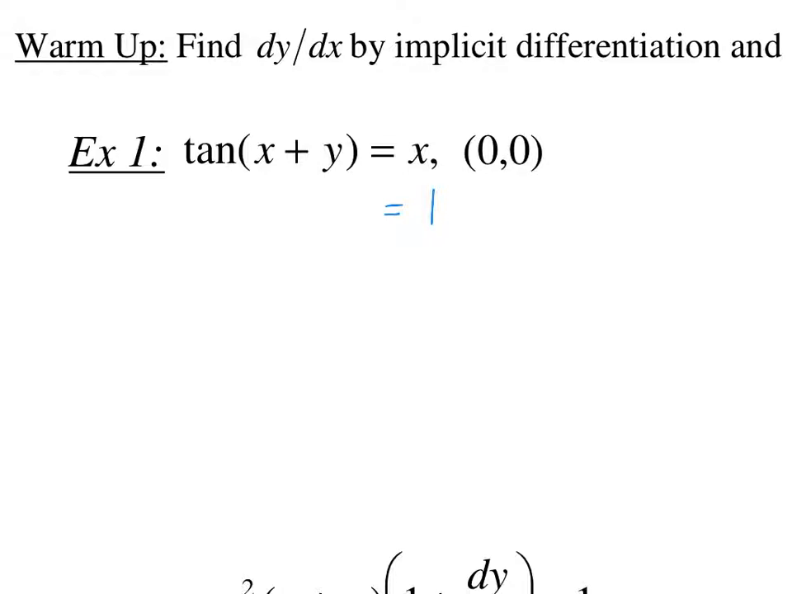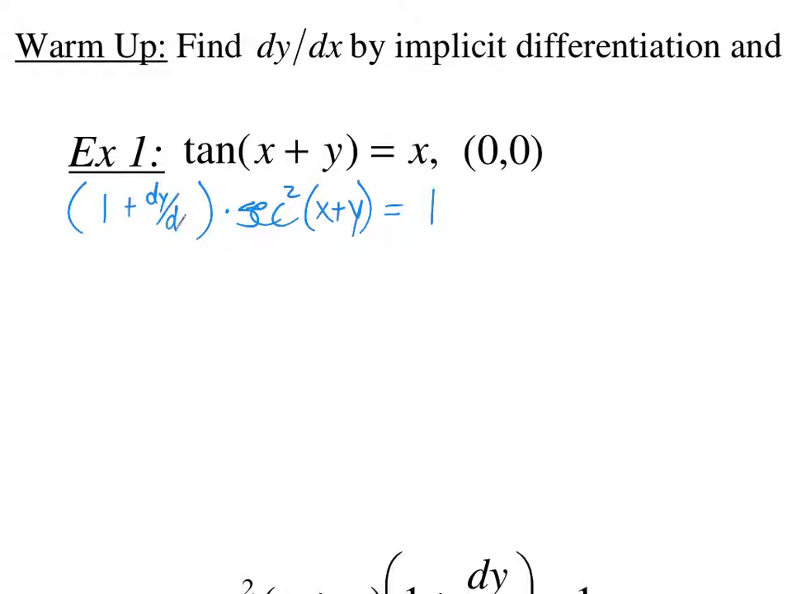So the outer function here is the tangent, and the derivative of tangent is secant squared. Secant squared, and notice it stays x plus y in the parentheses. Okay? Then I have to multiply that by the derivative of the inside. So what's the derivative of x plus y? 1 plus... Yeah, you guys are getting the hang of it.